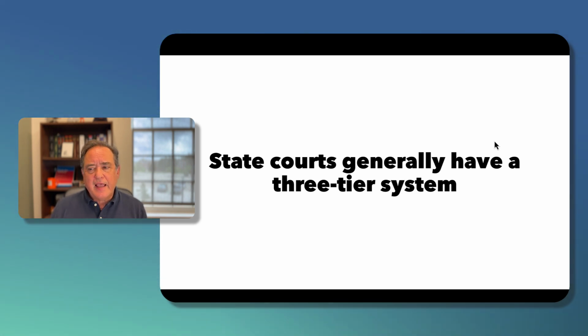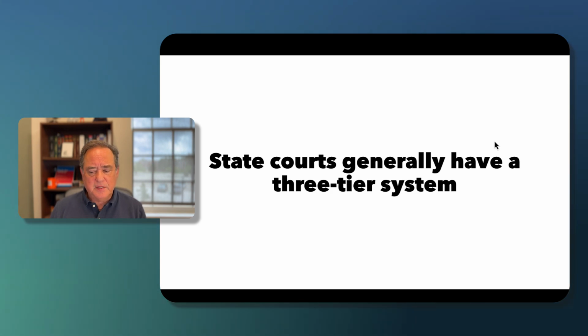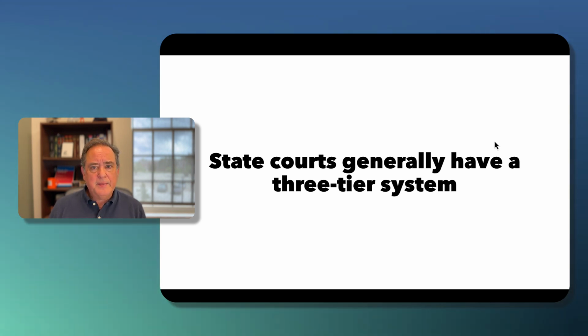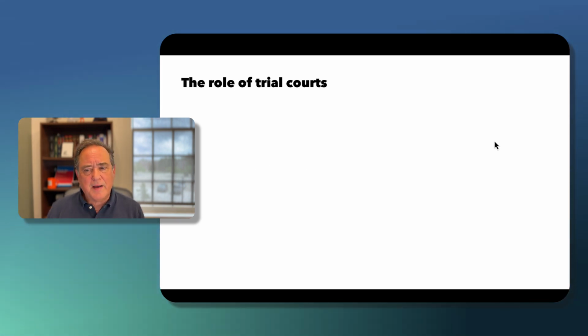State courts generally have a three-tier system, and that system is going to be made up of trial courts, courts that hear the initial version of the dispute at the lowest level, and then there is generally a system of appellate courts at the second tier, and then the highest tier is made up of the state Supreme Court, although in certain states like Texas you actually have two Supreme Courts, one Supreme Court for civil matters and another for criminal matters. But let's talk first about the trial courts.